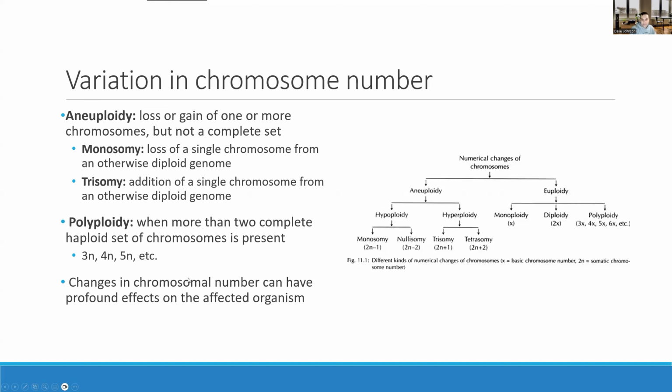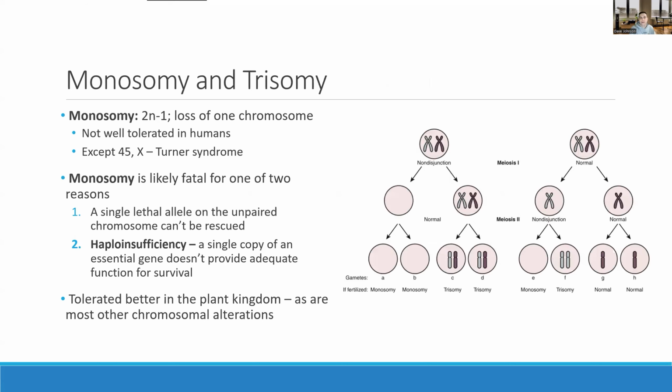And as you would anticipate, changing the chromosome number can have very profound effects on whatever organism this happens in. So let's start off talking about monosomy and trisomy. Monosomy, you can annotate as 2n minus 1. The 2n is the total number of chromosomes. So for us, 46 minus 1 would make 45. You'd have 45 chromosomes. Basically, you'd have 22 complete pairs and then 1 chromosome where you only have 1 copy. This is not particularly well tolerated in humans.